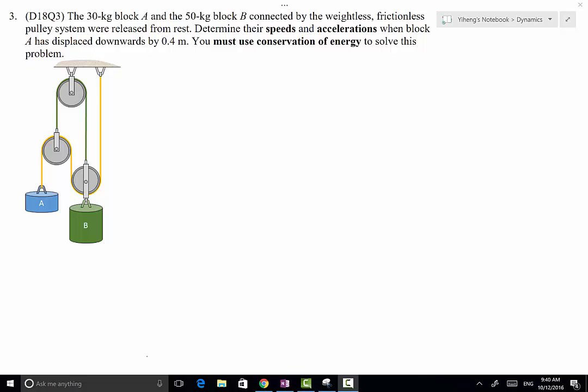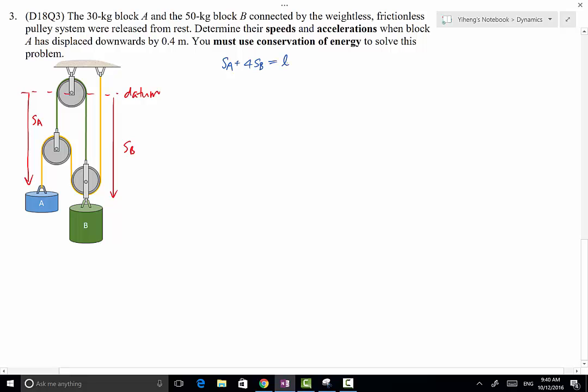Again, this is a problem of dependent motion. So from what we've learned before, if we choose this to be our datum, and this is the position vector SA representing the position of block A, and this is the position vector SB representing the position of block B, then the conclusion from what we've learned before is that SA plus 4SB equals a constant length L. We've done this before, so I'm skipping all those steps.